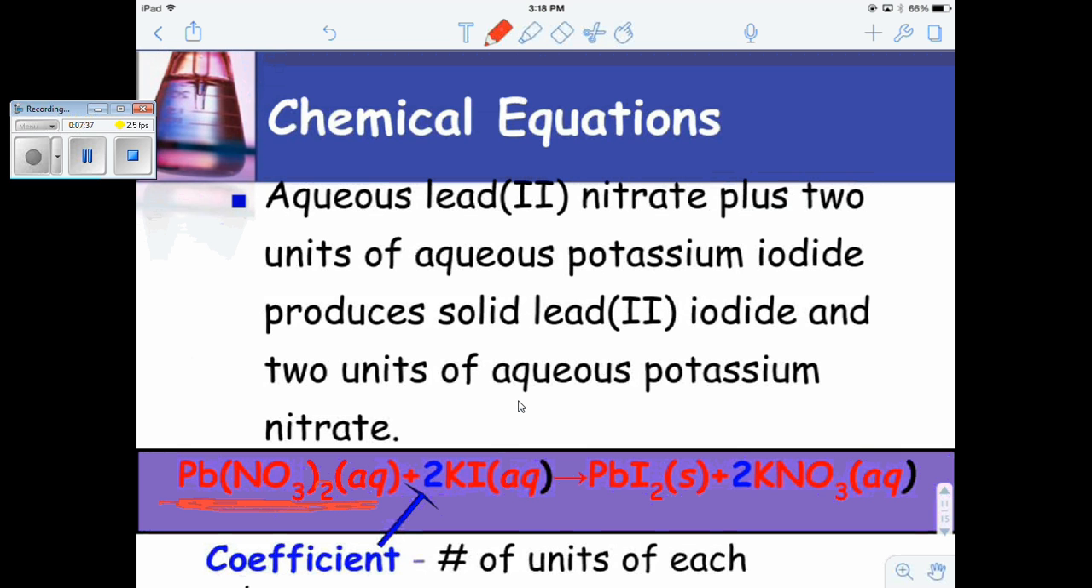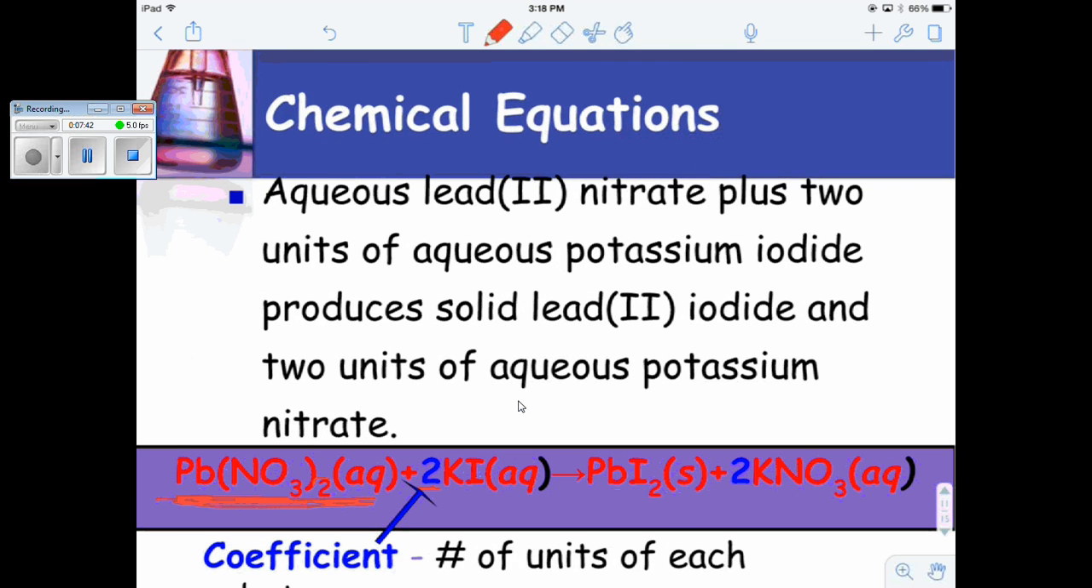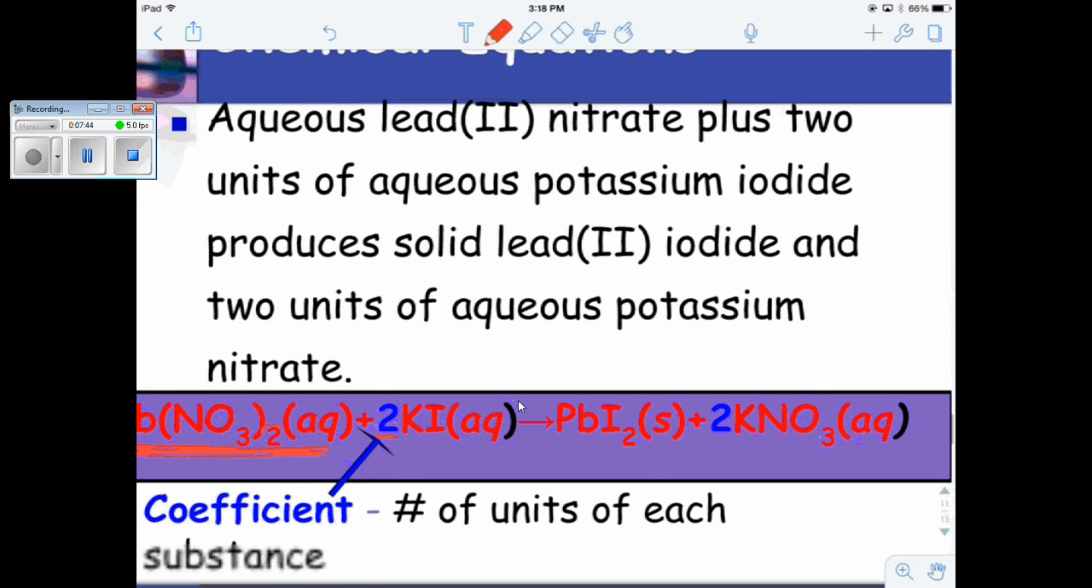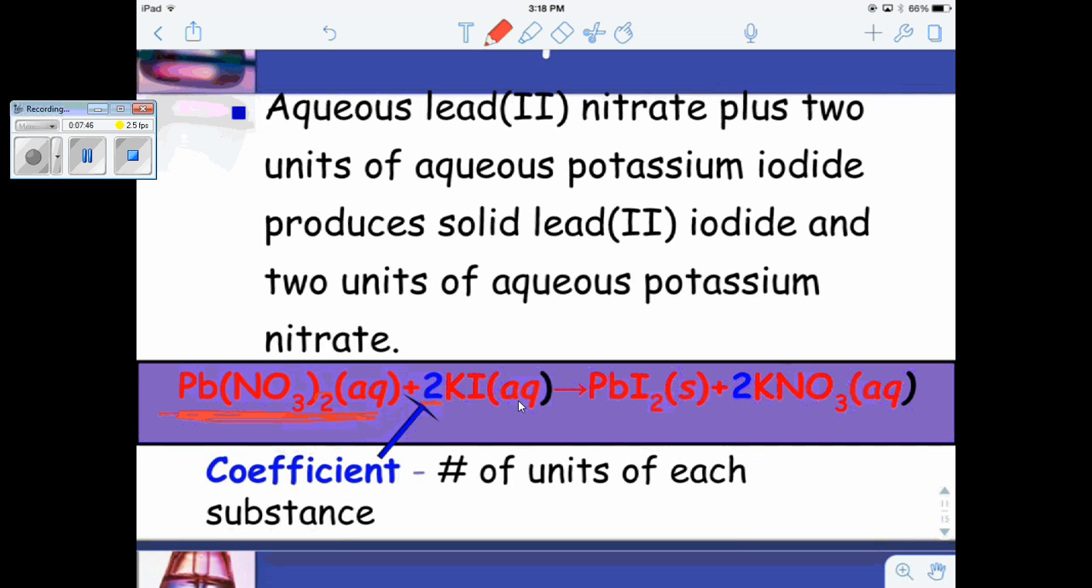And then it says 2 units, produce 2 units. A unit is going to be a coefficient. We're going to be using these. In order to balance atoms, we cannot change subscripts, we're going to use these things called coefficients. It's the number of units of each substance. Coefficients are going to be very important, because in order to balance both sides of the equation, we're going to use coefficients a ton.